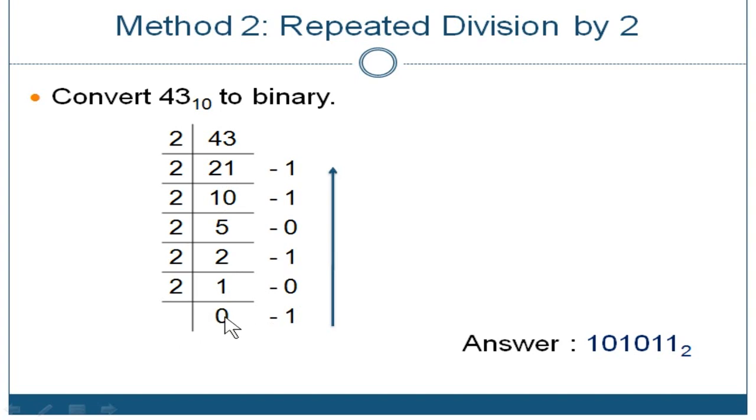So the quotient has become 0. So here you have to stop the repeated division method. The remainders which you got should be written in bottom to top order. That is, from the bottom you have to write the numbers in reverse order. So it should be 1 0 1 0 1 1. So you can see that the number has been written in binary form. So you have to write the base 2 here to show that it is a binary number. So this is the second method.